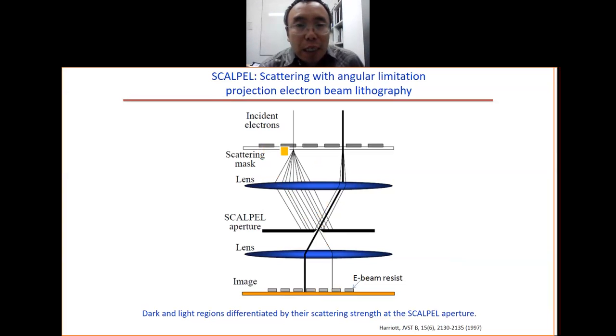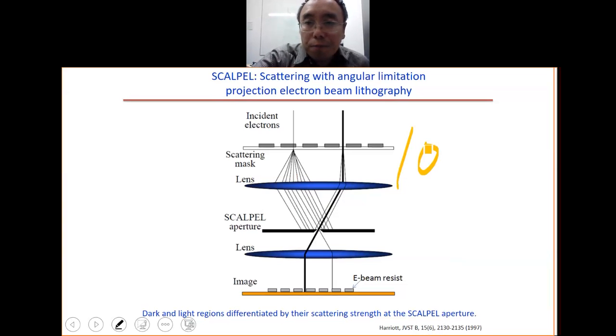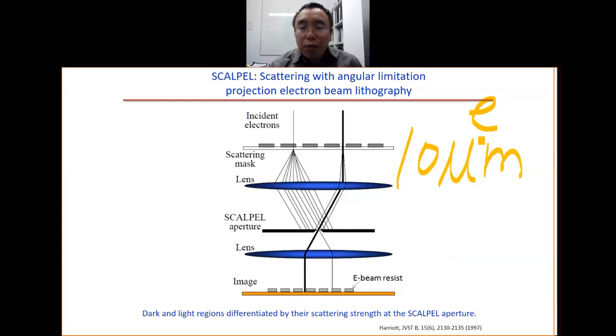For the mask, because electron can penetrate very deep, for example, 10 micrometer, electron can penetrate into the silicon by 10 micrometer, it's very difficult to block the electron beam. When you make this height 10 micrometer, then you lose the resolution. As a result, we do not block the electron beam from the mask. Instead, we just scatter.